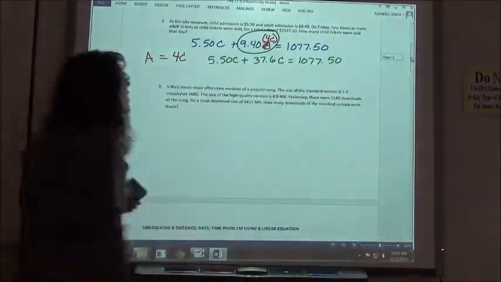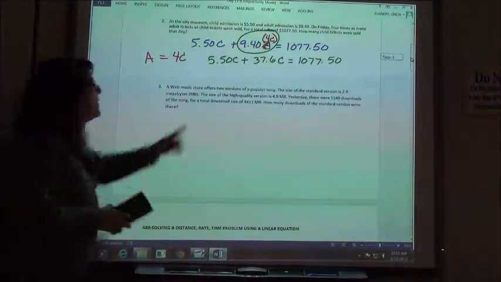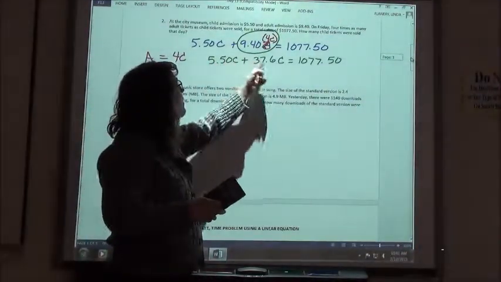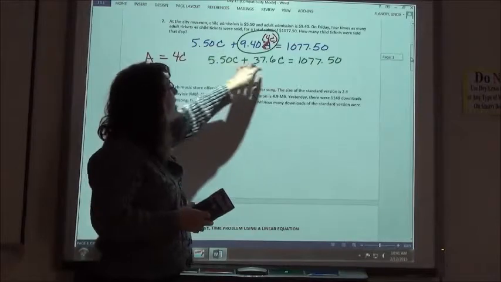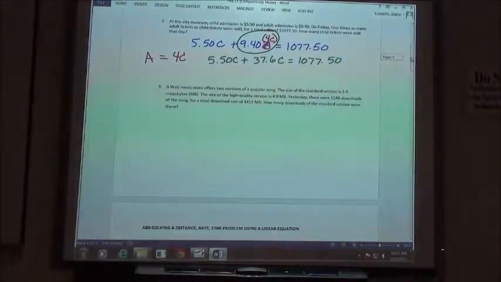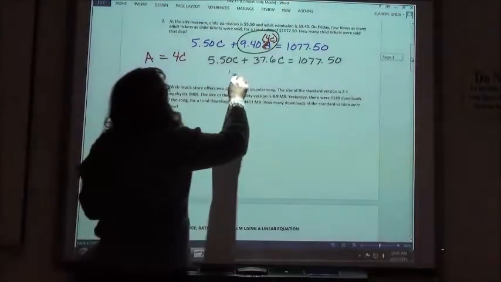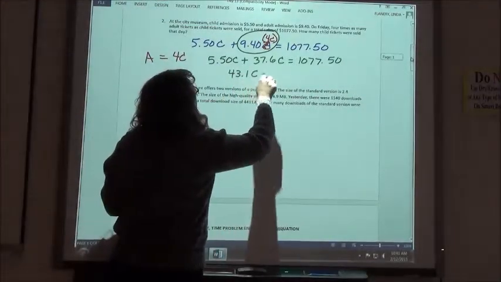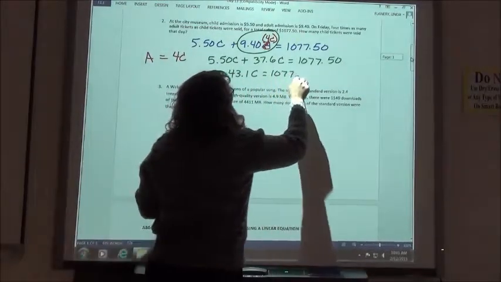So now I have an equation that just has C's, but again I've got to combine those two together. This is the children's, this is representing the adults in terms of the children's. So 37.6 plus my 5.50 gives me 43.1 C equals my 1,077.50.